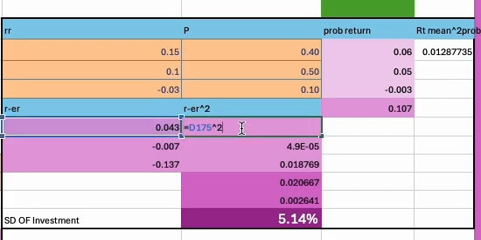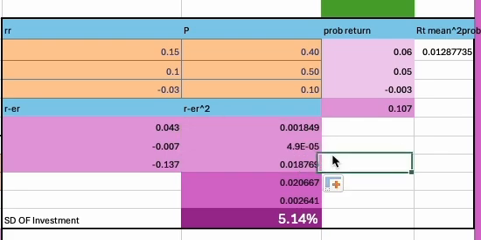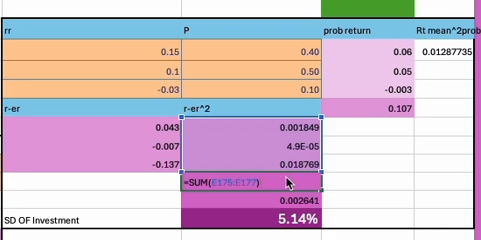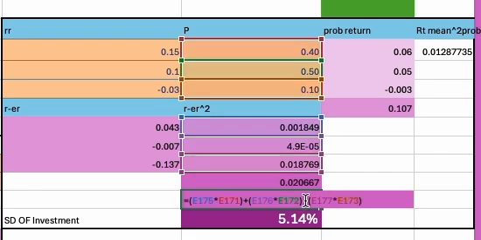Now from here, we're going to calculate this, which is just our return minus our expected return, squared. So that's what we get here, and you can run that all the way through here, and then you're going to run the sum of your squared solution, and you get 0.020667.